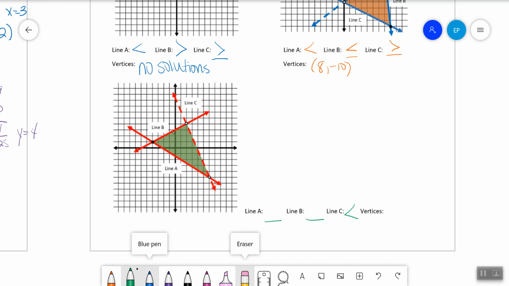At B, at this y value, it wants all the y's less than. And at A, at this y value right here, it wants all the y's greater than. And the vertices that are solutions, solid dashed, dashed to solid, solid solid, is this point right here, which would be negative 4, 1. That's it.